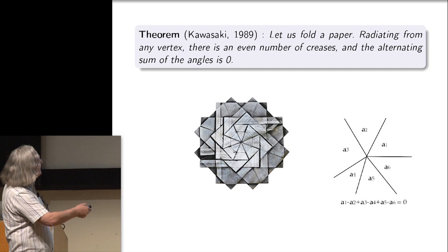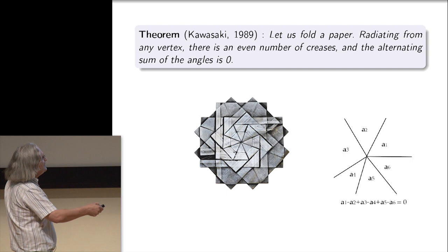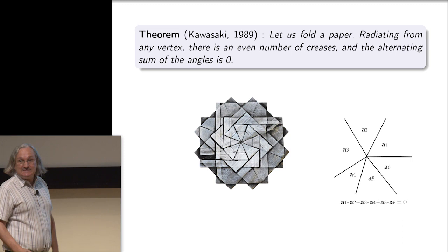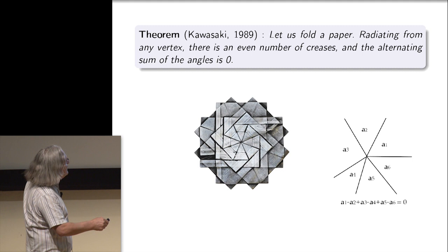And the theorem of Kawasaki is the following. It says that if you pick one of these vertices, starting from this vertex, you always have an even number of creases emanating from this point, and the alternating sum of the angles has to be zero. So A1 minus A2 plus A3 minus A4 plus A5 minus A6 has to be zero.